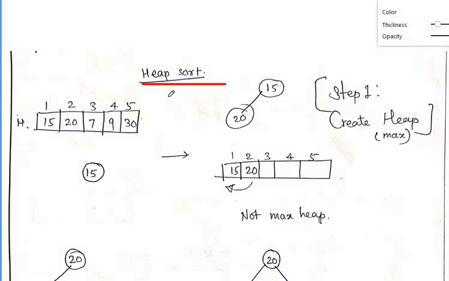Let's discuss what exactly heap sort is. There are two aspects one can go for: one is the max heap creation, the other is the min heap. We are going for the max heap creation. Let's go for step one, that is, creation of the max heap.